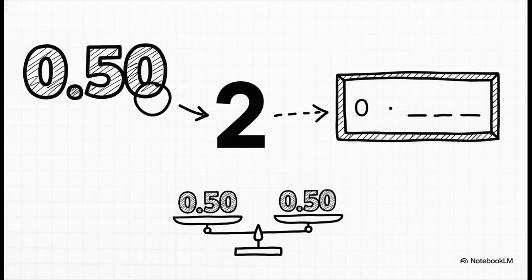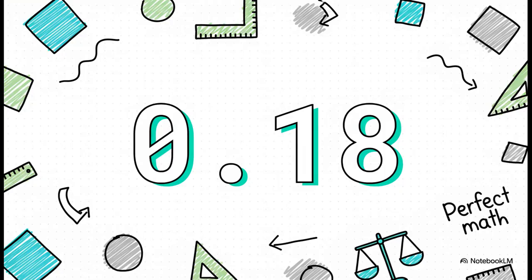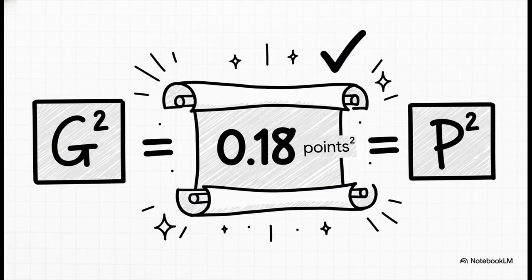Okay, this part is absolutely crucial. The problem gave us the number 0.50. See that 0 at the end? It's not just there to look pretty. It's telling us that our measurement has 2 significant figures of precision. That means our final answer has to respect that and also have exactly 2 significant figures. And luckily for us, the number our calculator gave us was 0.18. That's 2 significant figures. It's already perfect. No extra rounding needed this time. Which means we can now state our final answer with total confidence. An area of 0.50 square grays is equal to 0.18 square points.